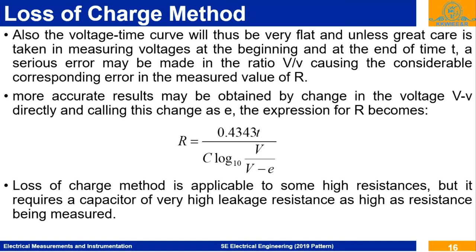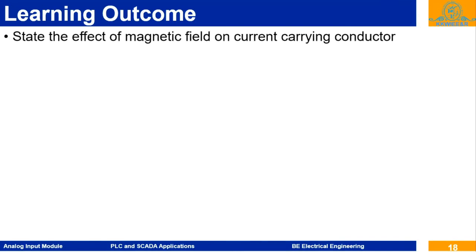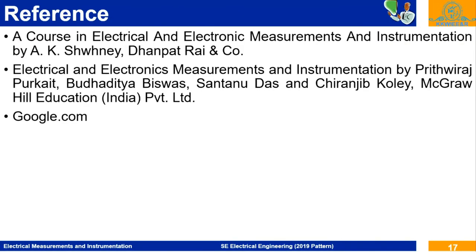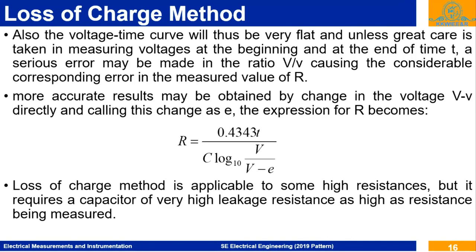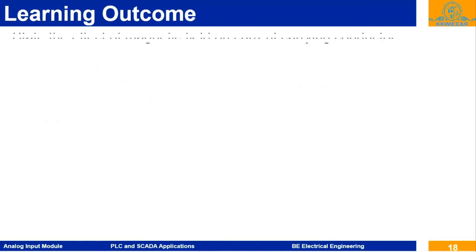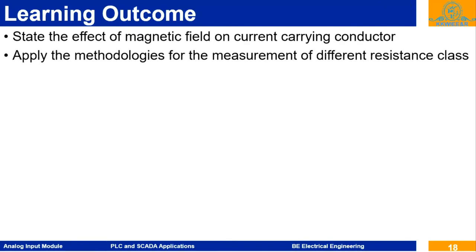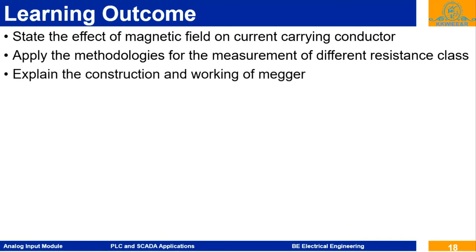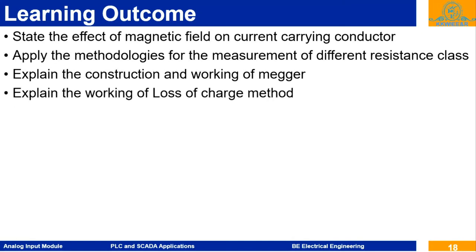Okay. If we compare these two methods, that is Megger and loss of charge, the loss of charge method is a critical method, whereas Megger is best suited for measurement of high resistance. Because in the case of the loss of charge method, if a high amount of resistance is there, then a capacitor of high value is required. So, the learning objectives are: state the effect of magnetic field on a current carrying conductor, the methodologies applied for the measurement of different resistances, and the construction and working of Megger and the loss of charge method.